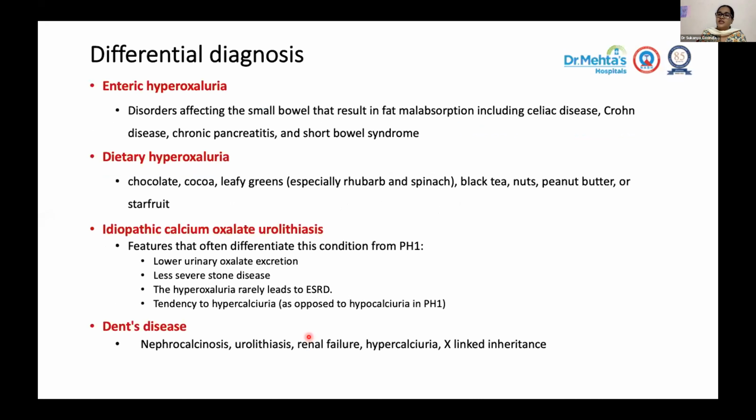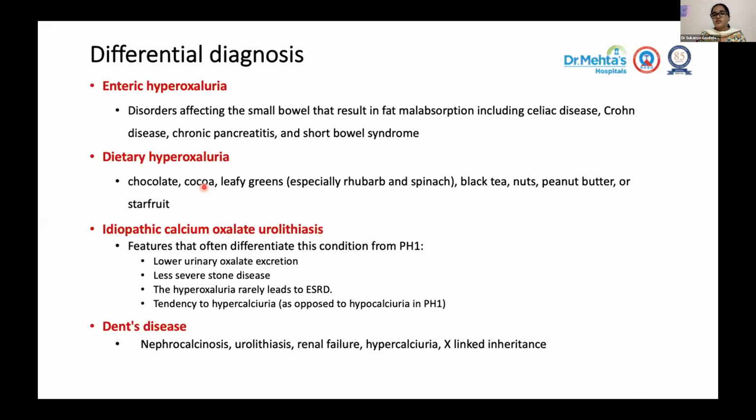So what are the differential diagnoses, and what could be the differential diagnosis for this condition? Once you have hyperoxaluria, or you have an increased urinary excretion or an increased plasma oxalate level, or a calcium oxalate stone, the first three conditions could definitely be in your differentials, and one needs to take a careful history to rule out all of these conditions.